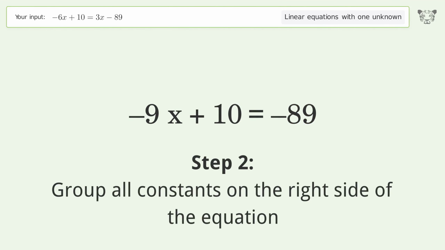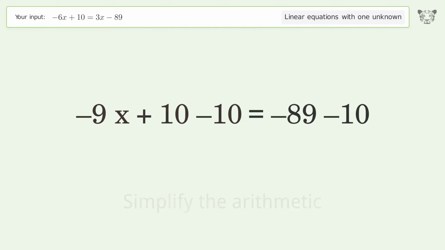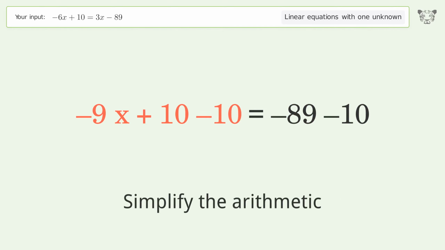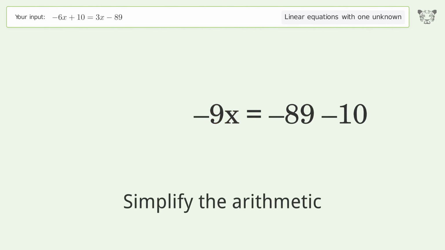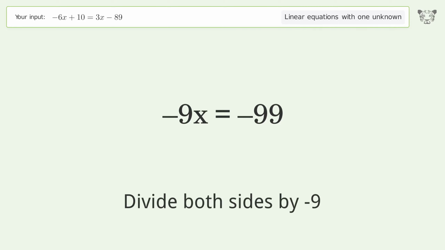Group all constants on the right side of the equation. Subtract 10 from both sides. Simplify the arithmetic. Isolate the x. Divide both sides by -9.